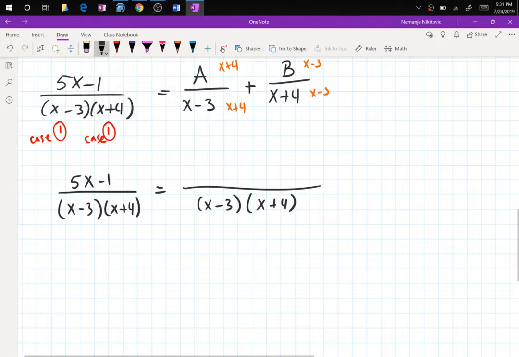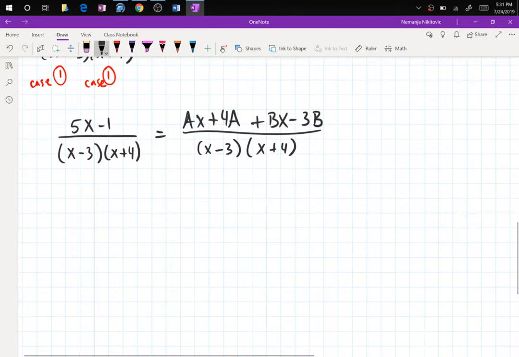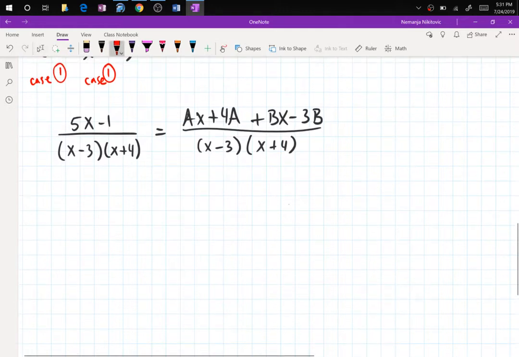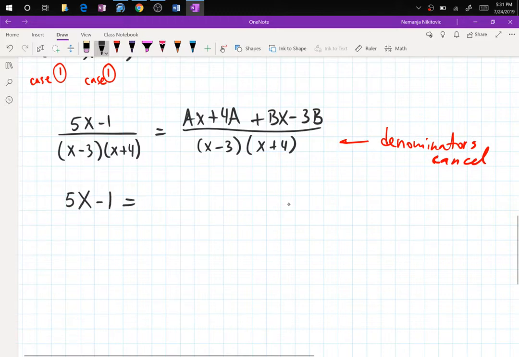But look at the top. You got ax plus 4a plus bx minus 3b. That's the top. Denominators cancel. Because it's the same denominator on left and right side, just multiply both sides by (x minus 3)(x plus 4). They both go away. So now you are left with the equation 5x minus 1 is equal to, and here is the million-dollar move.